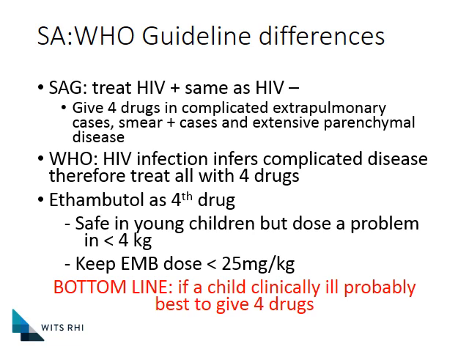The bottom line is if the child is clinically ill, you're probably going to use the 4 drugs in those first 2 months. But if you have a child who's HIV positive, has a high CD4 count, and has only hilar lymphadenopathy, you may consider just using the 3 drugs, just in terms of simplifying the drug regimen in the first 2 months.